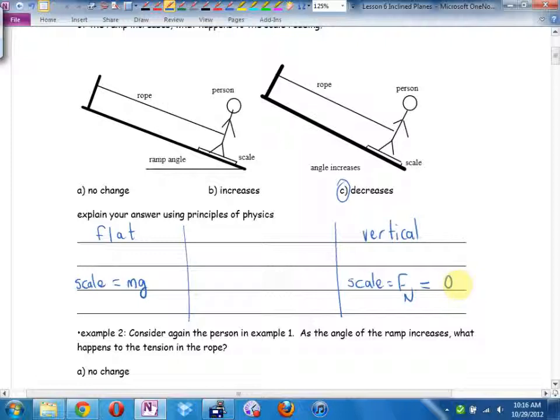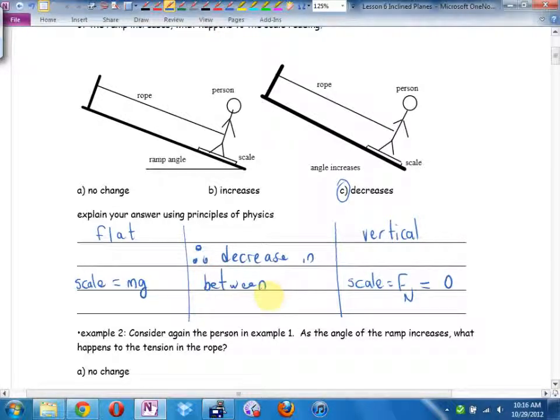So if we go from mg, maximum, to 0, smoothly, are we getting smaller or getting bigger if we end up at 0? What do 3 dots mean? Therefore, decreases in between.